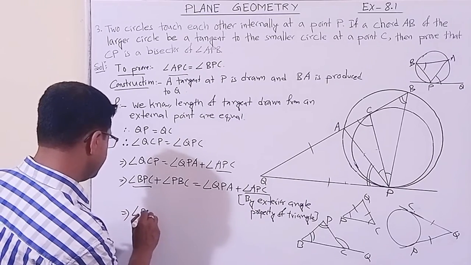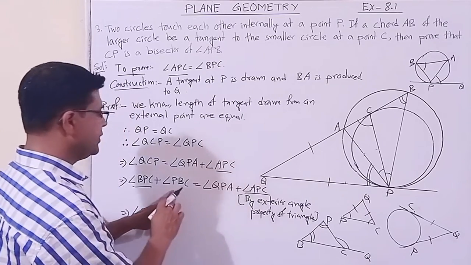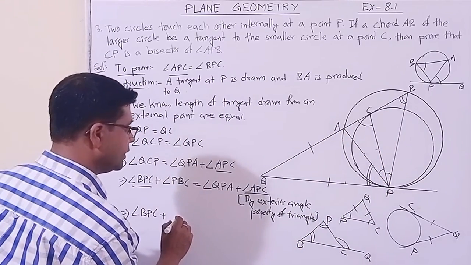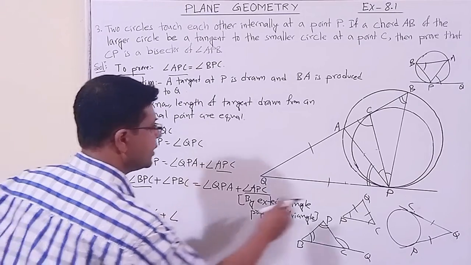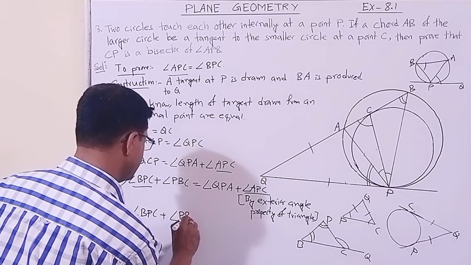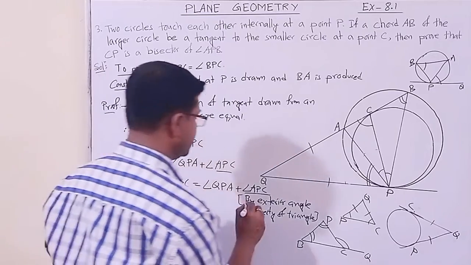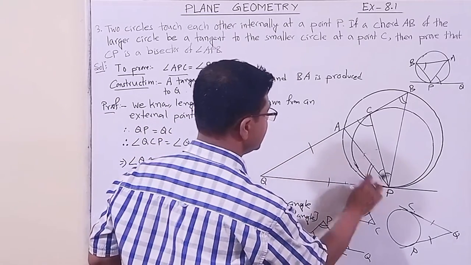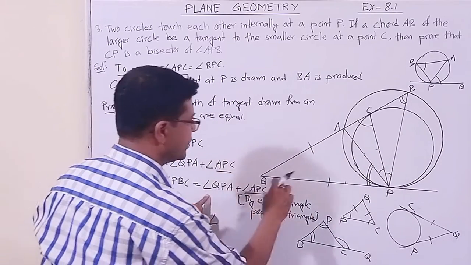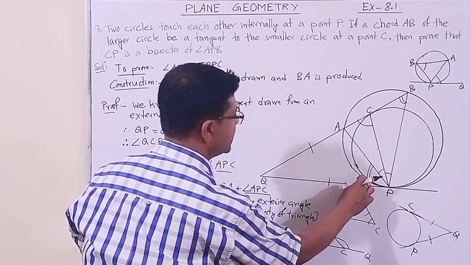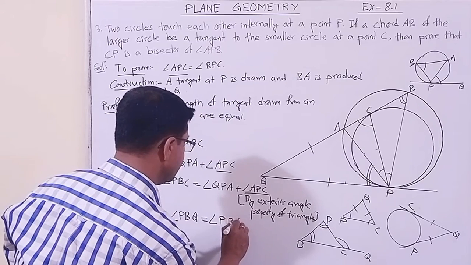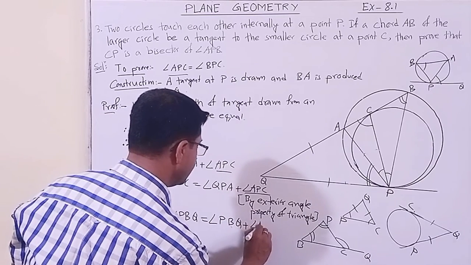So in place of PBC we shall write PBQ. Angle PBQ is equal to angle QPA. This angle is equal to this angle. We have marked it with the double arc. What is the name of that angle? Angle PBQ, plus angle APC.